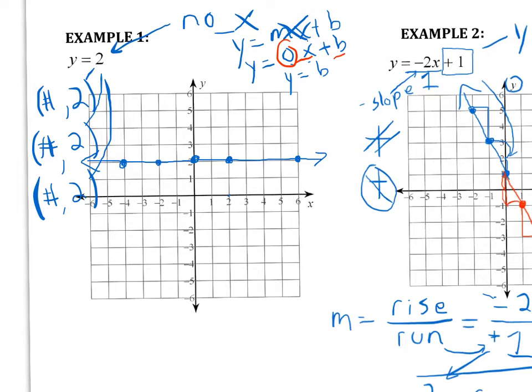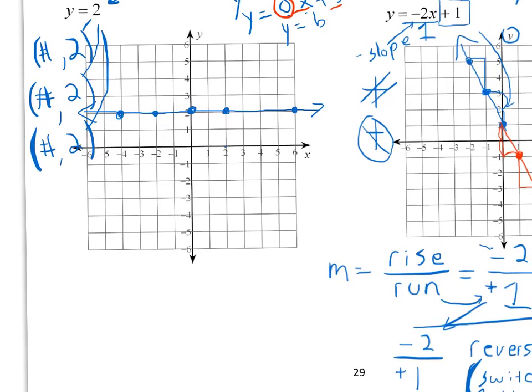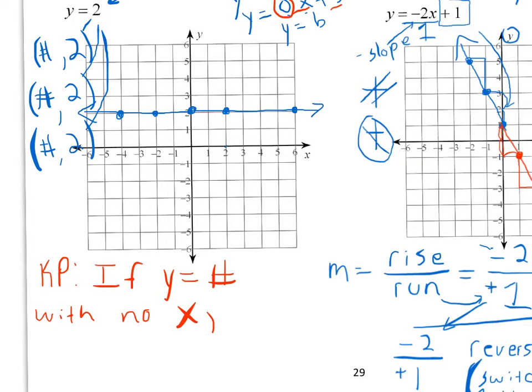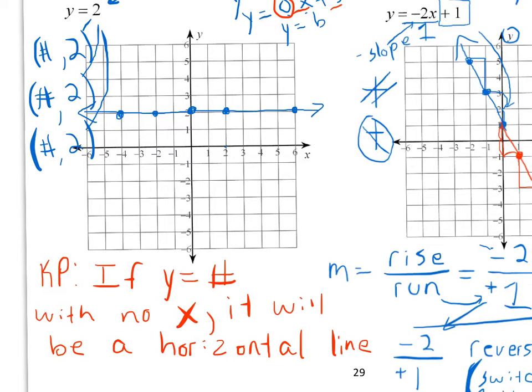So I want you guys to put a key point in your notes. The key point is this: if y equals a number with no x, it will be a horizontal line. Get that down. If you have any questions, you can hit rewind or hit pause.